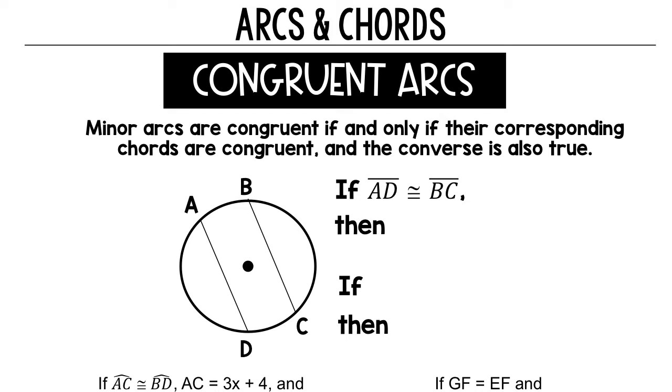Today we're talking about arcs and chords. First, let's look at congruent arcs. Minor arcs are congruent if and only if their corresponding chords are congruent, and the converse is also true.